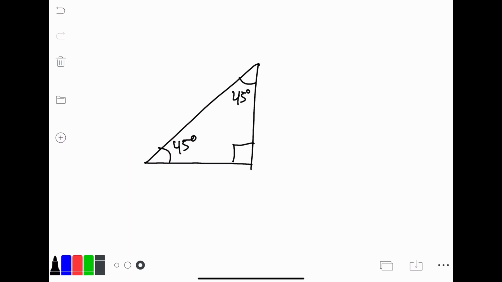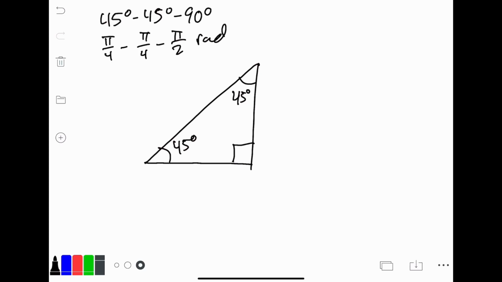The first triangle is called the 45-45-90 triangle. Or in radians, you could say it's the pi over 4, pi over 4, pi over 2 radian triangle. Okay? Because these angles, they could also be given in radians. And if you remember, pi over 4 is 45 degrees in radians.